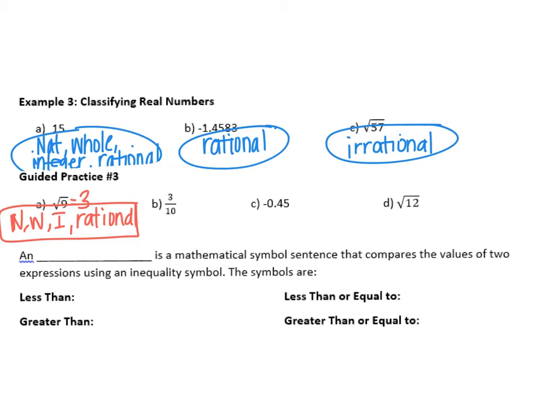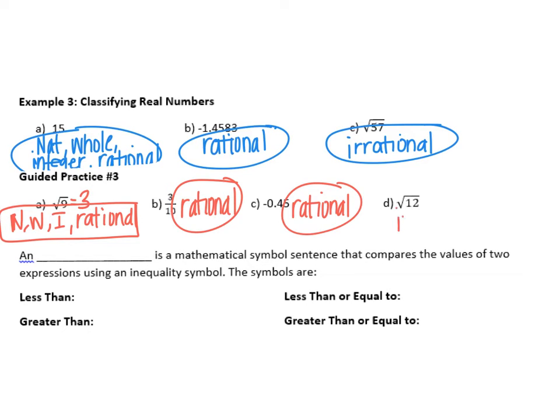3/10 is a fraction, so it makes it rational, but that's all it is. Negative 0.5 is a decimal that can be written as a fraction, so it's rational, but that's all it is. Square root of 12. 12 is not a perfect square, so it is irrational.